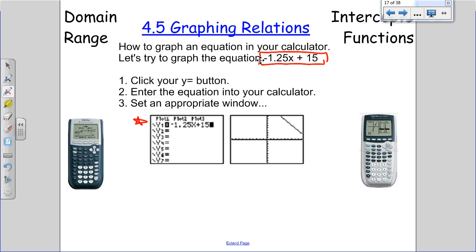When you enter that equation, there's a few things that are important. The first thing being that this is a negative sign, not a minus sign. The negative sign is beside the decimal. So you need to do negative and then 1.25, and then you need to learn where the X button is in your calculator. There's a couple different X buttons. The one you want to use is right beside the word alpha. There should be a button that says X, T, theta, and N. That's the button you want to click for X. So you go negative 1.25, X, and then plus 15.